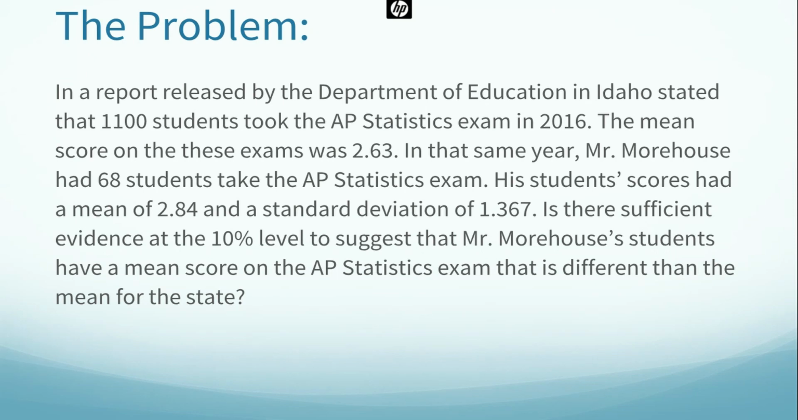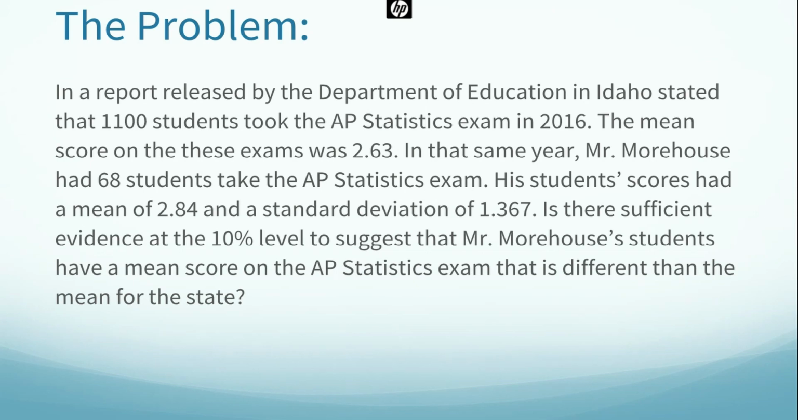In that same year, Mr. Morehouse had 68 students take the AP Statistics exam. His students' scores had a mean of 2.84 and a standard deviation of 1.367. Is there sufficient evidence at the 10% level to suggest that Mr. Morehouse's students have a mean score on the AP Statistics exam that is different than the mean for the state?